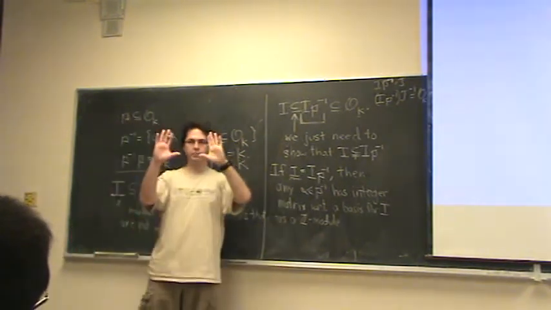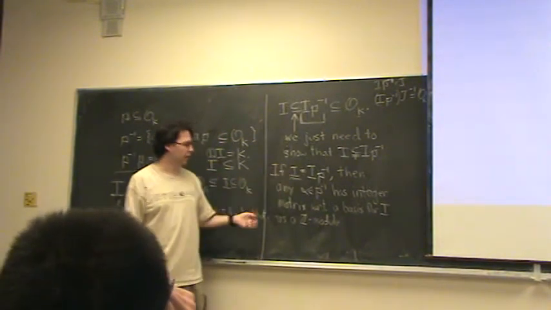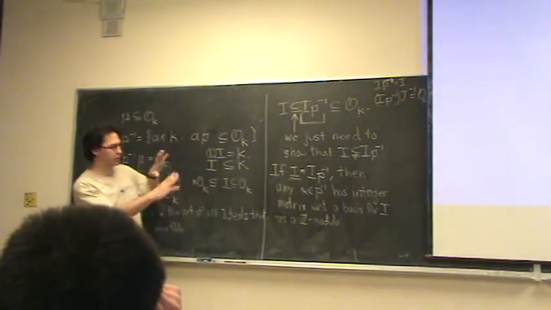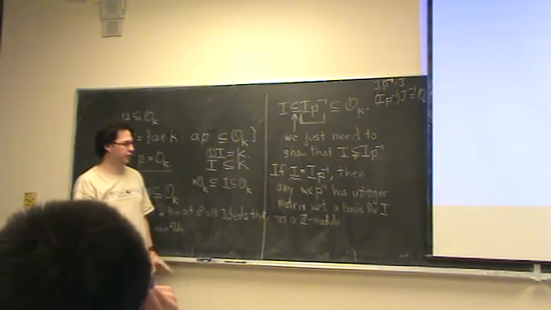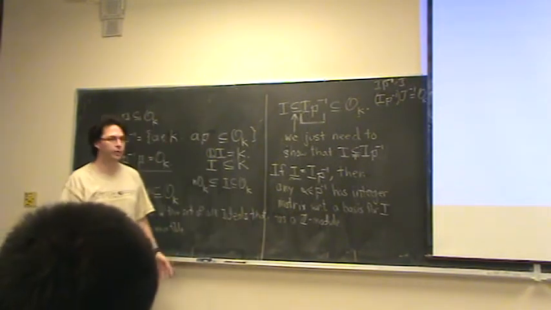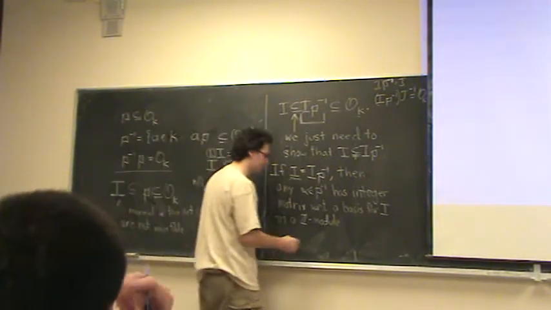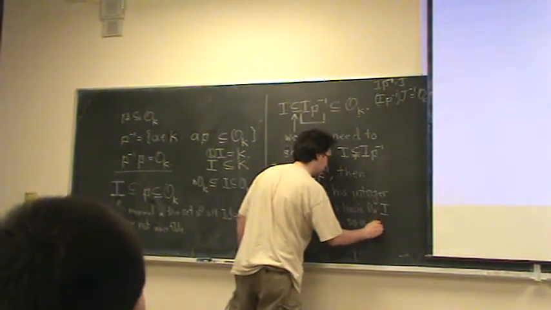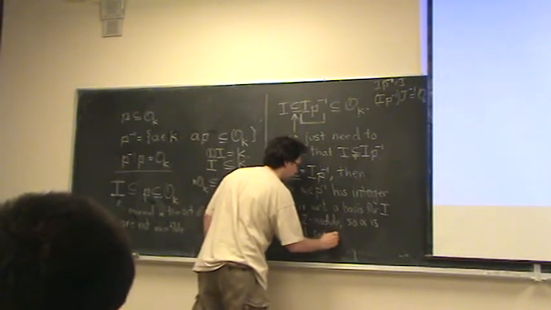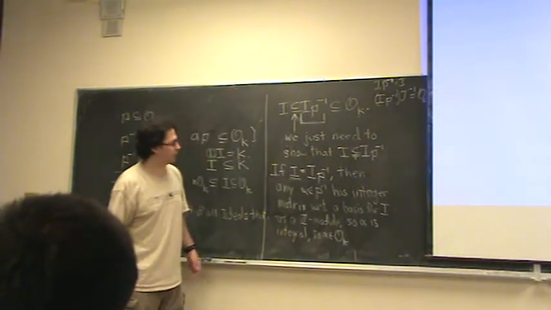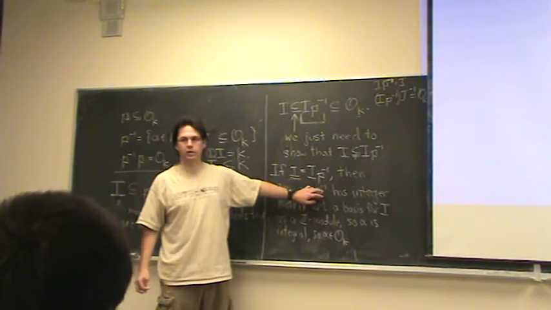Write your alpha as a matrix, the map multiplication by alpha as a matrix with respect to that basis. Since it preserves I, it's actually a matrix with integer entries. You can just try this in any particular example. Therefore, its characteristic polynomial and hence minimal polynomial is a monic polynomial with integer entries. So alpha is integral, and that means that it's in OK. But the fact that alpha is in OK, for any alpha in P inverse, tells you that P inverse is contained in OK.